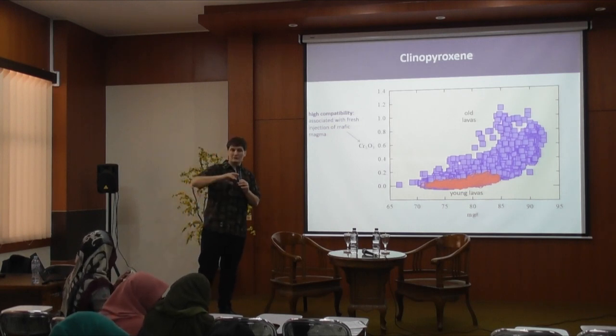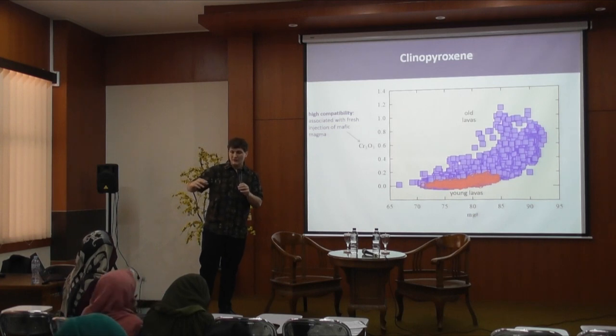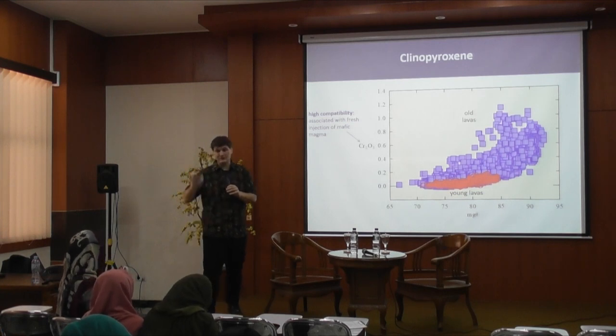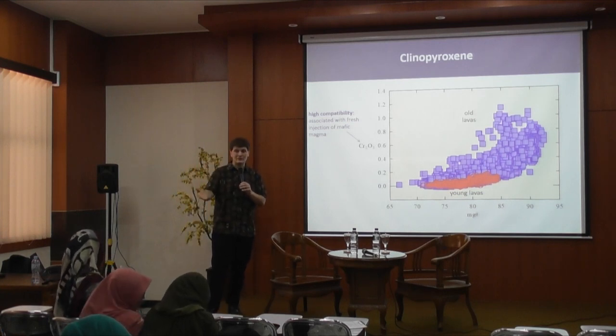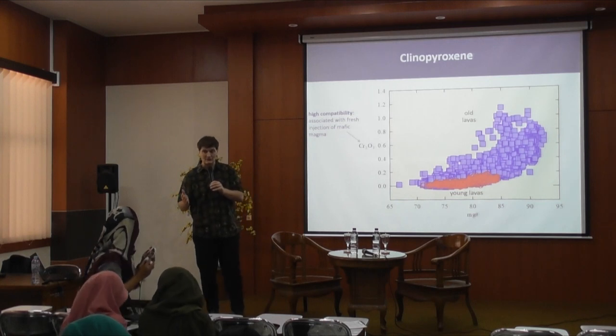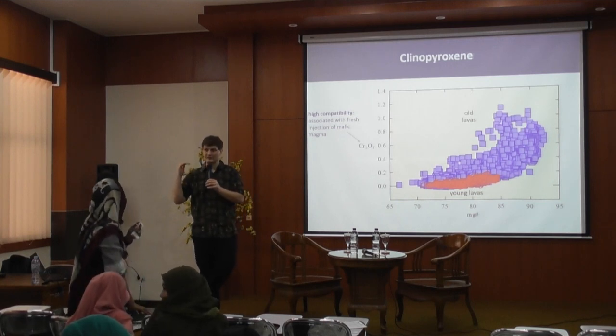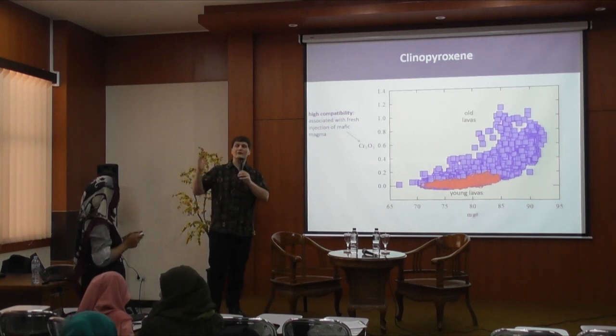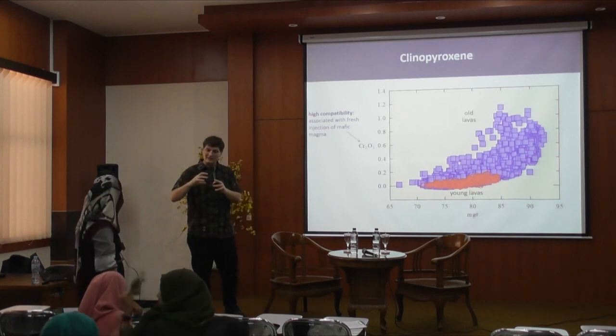Silica in a melt forms polymer chains, so the more silica you have in a magma, the more viscous it is, and the more viscous it becomes, the more explosive the eruption can be. That's what we're seeing in Sumatra. We're seeing these really high silica rhyolites, 75 weight percent silica, 78 weight percent silica, and they're erupting very violently because of the high viscosity of the magma.